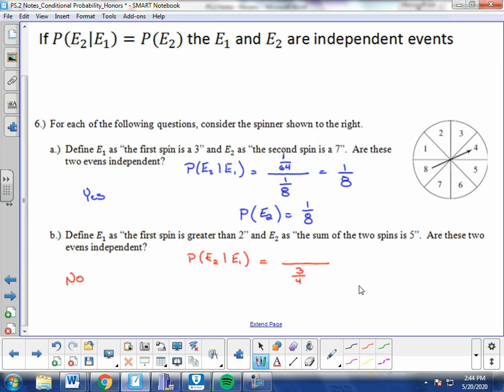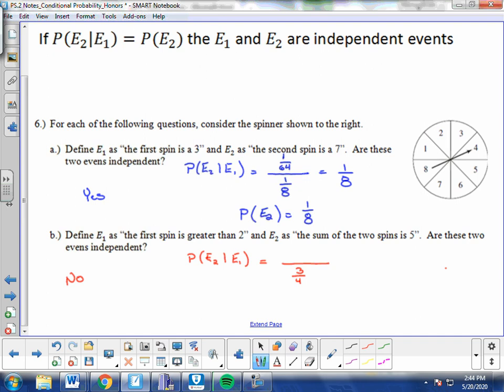What's the probability that event 2 and event 1 occur, so that the first spin is greater than 2, a 3, 4, 5, 6, 7, or 8, and the sum of the two spins is 5? Well, if I spin a 2, I could then spin a 3. That would give me 5. If I spun a 3, I could then spin a 2. Sorry, the first spin can't be a 2. It's got to be greater than 2. Let's go back a little bit.